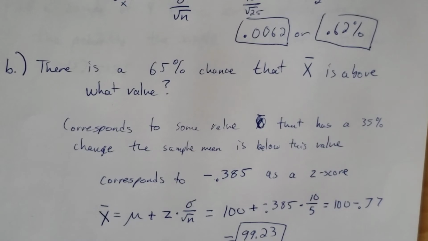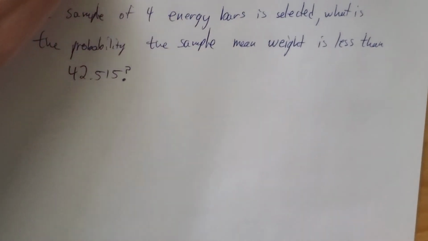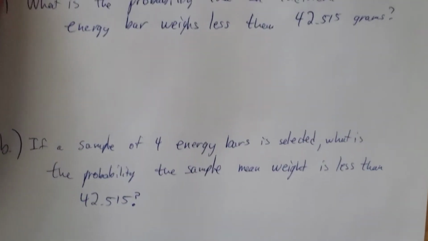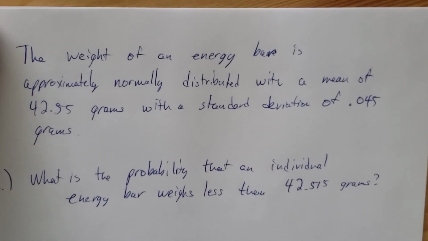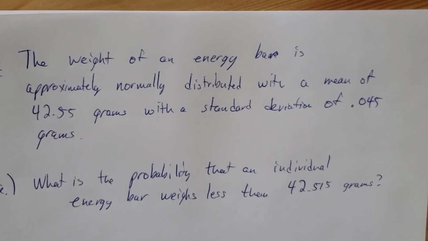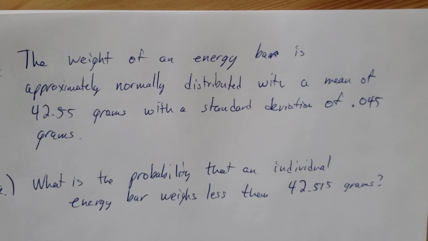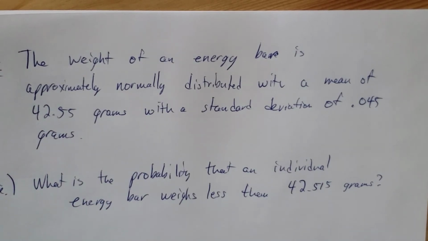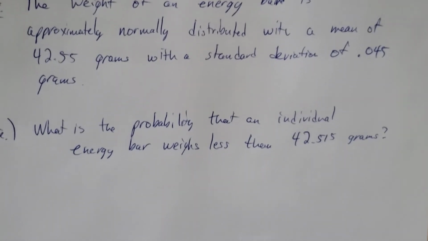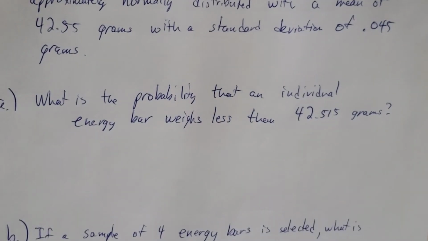All right, and we want to do one more example before we end this video. So example 2 asks, what if the weight of an energy bar is approximately normally distributed with a mean of 42.55 grams with a standard deviation of 0.045 grams? Our first question asks, what is the probability that an individual energy bar weighs less than 42.515 grams?